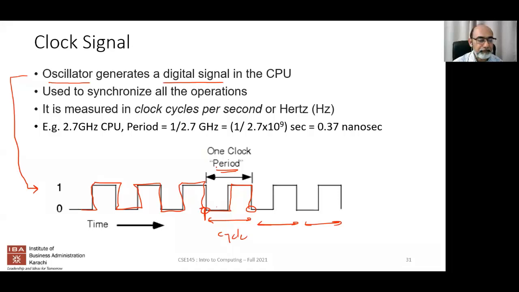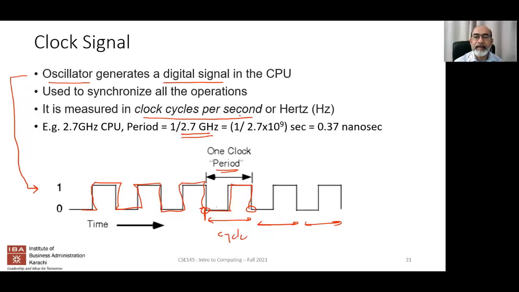Now, the speed, oftentimes you must have heard that your computer is a 2 gigahertz computer, or a 4 gigahertz computer, or 1 gigahertz. And this simply refers to the speed of the oscillator. Okay, so for example, my computer right now is a 2.7 gigahertz computer. Okay, now what does gigahertz refer to? It simply implies how many cycles per second exist.